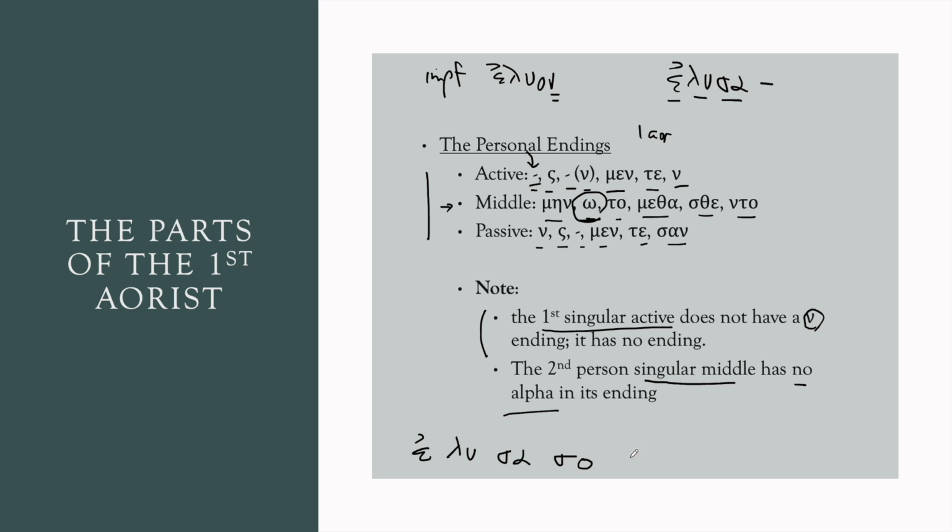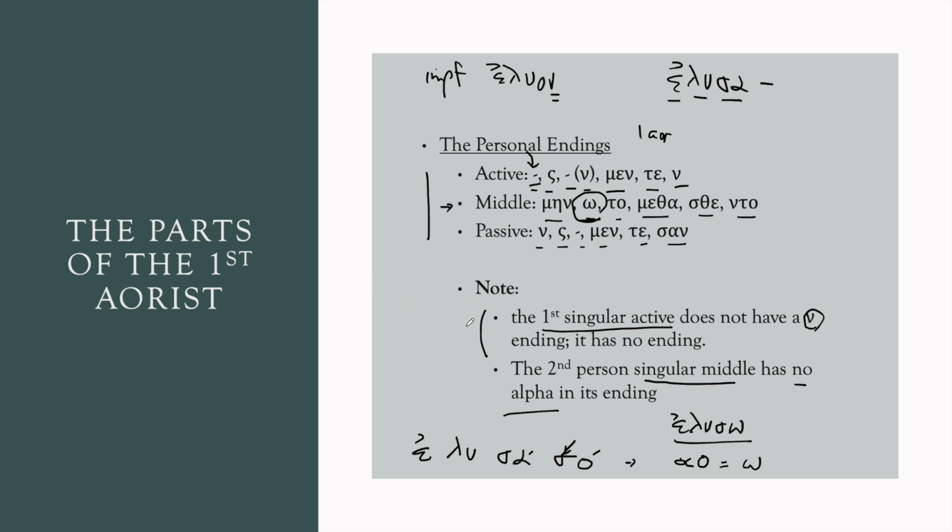Elusaso. So this sigma sitting in between the alpha and the omicron drops, and you get the alpha and the omicron coming together, and of course that forms an omega. So the final form is elusoo. That explains that middle form there.